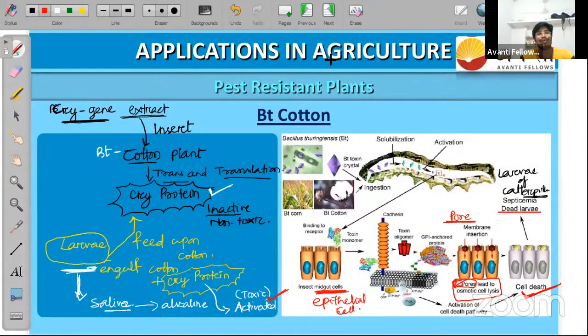हाँ, that's a very good question, सिंचना का बहुत अच्छा question आया है. No, this will not affect the cotton, Deepika, because in the cotton plant, these cryoproteins are inactivated in form, inactivated in the plant only. They are produced in inactivated form. They will get activated in presence of the saliva of this particular caterpillar or insect.